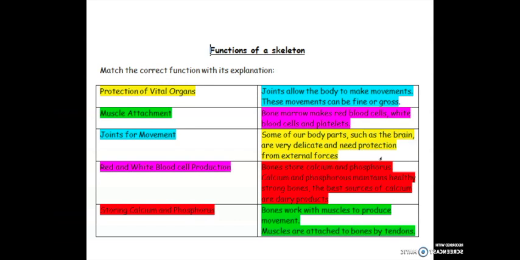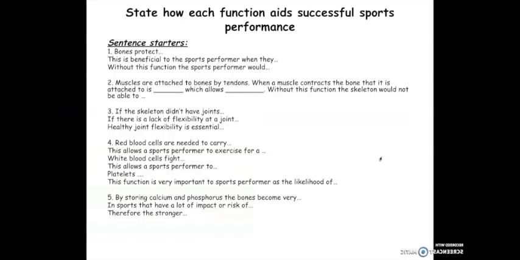So we've looked at the function of the skeleton. Hopefully that's refreshed your memory and filled in any gaps. So if you want to have a go at these, just pause the screen and you can have a look.